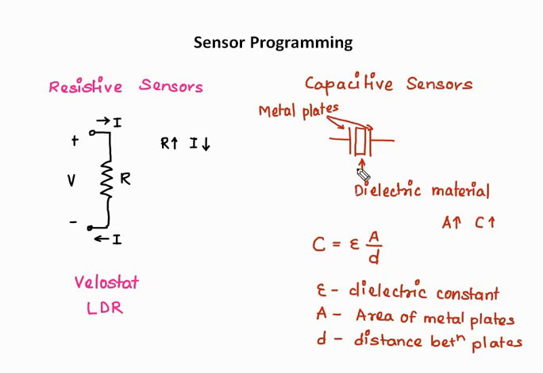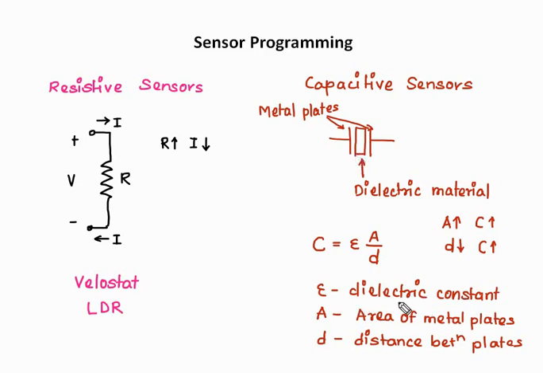Another thing is distance between these plates. So if I apply a pressure on these plates from both sides, what's going to happen? They're going to come closer. The distance is going to reduce. Distance is in denominator here. If it reduces, the value of capacitance is going to increase. So which again indicates that there has been some pressure applied. So capacitance increases. We know that there is some pressure which is applied. That's why the capacitance has increased. So when we create the pressure sensors, we use the ability of capacitors to change the distance between the plates.